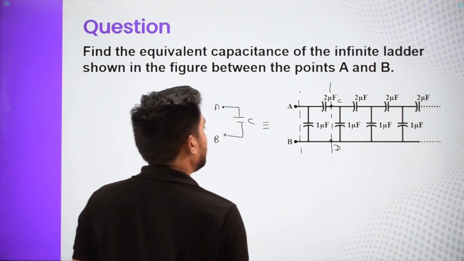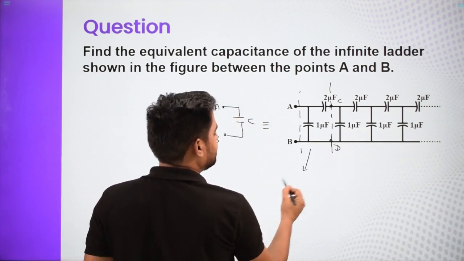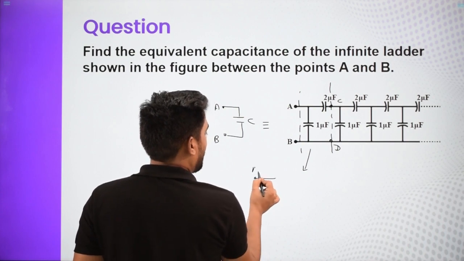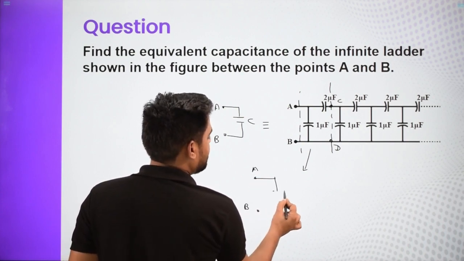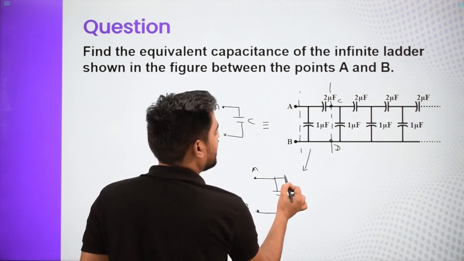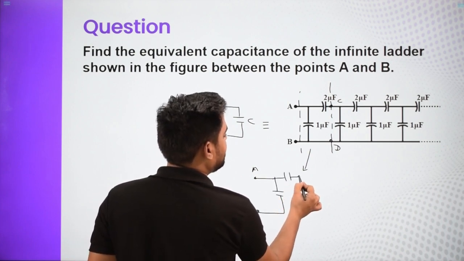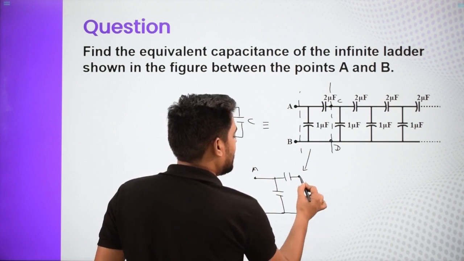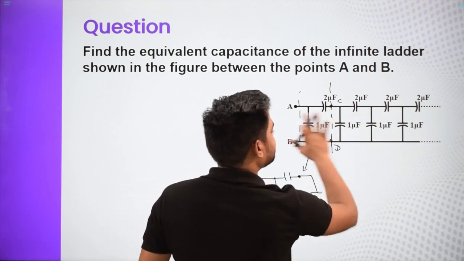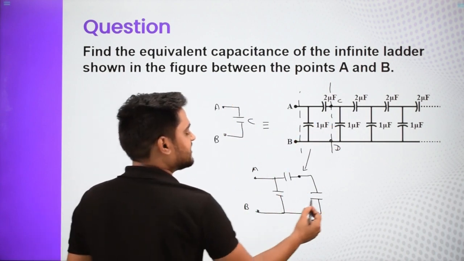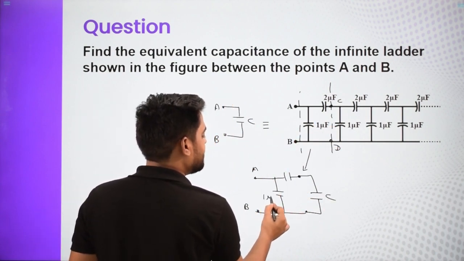So I can say that this circuit can be written as point A, point B, then we have 1 microfarad over here, then we have 2 microfarad over here, and between this point and this point we have connected what? The same circuit as the entire circuit, which is equal to just C. So this is C. So this is 1 microfarad.